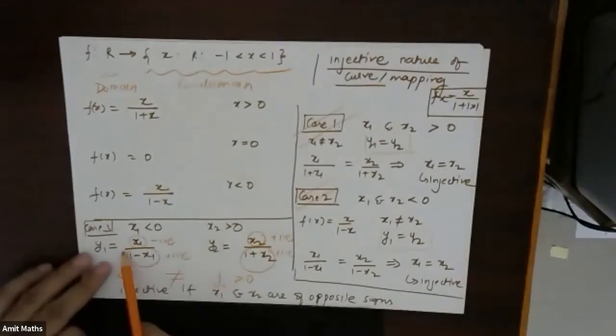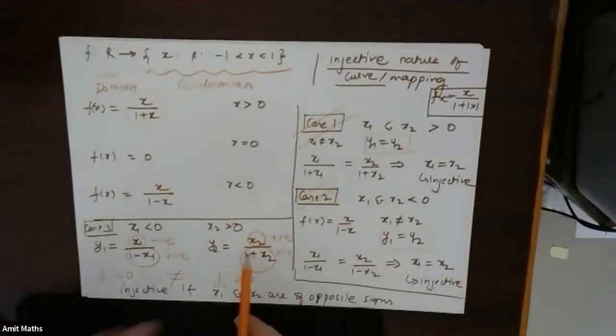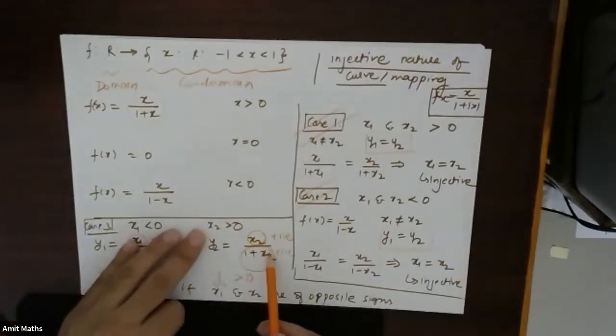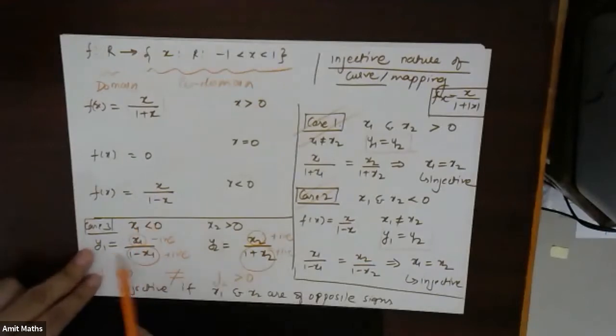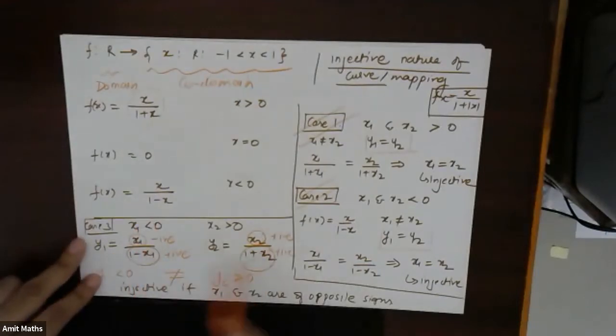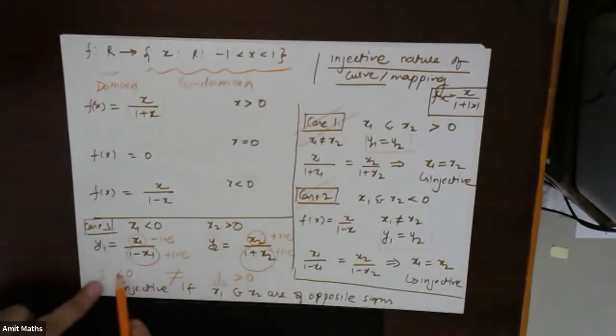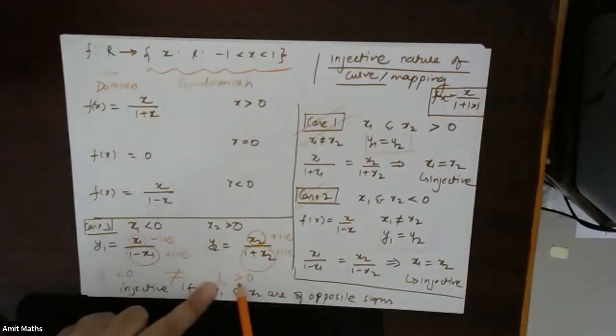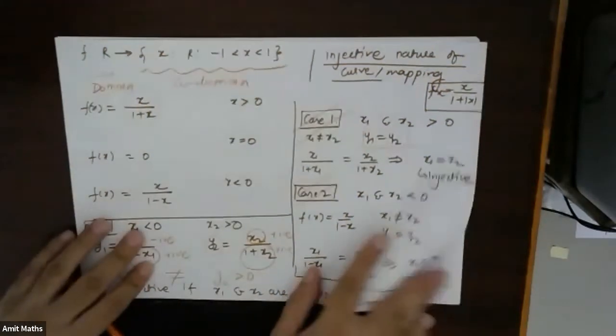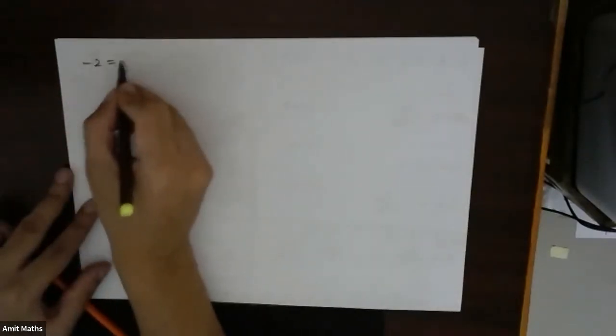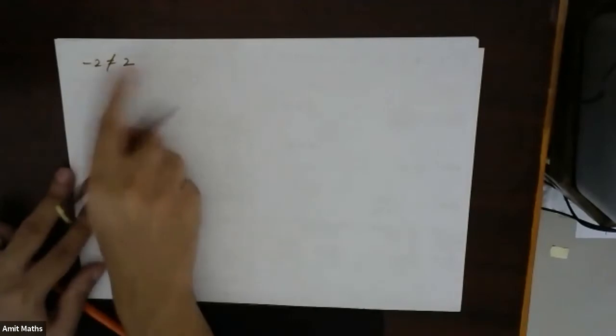Now in this case, y1 was negative and y2 was coming out to be positive for all the cases. For all x2 greater than 0, y2 was positive, and for x1 less than 0, y1 was negative. If this is the case, can y1 ever be equal to y2? No, I cannot equate a negative quantity with a positive quantity. Can you write minus 2 equals 2? No, this is not true. Minus 2 is never equal to 2.